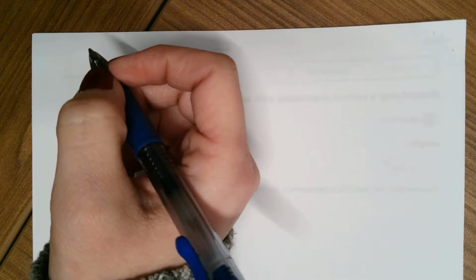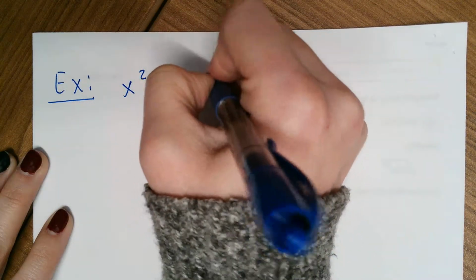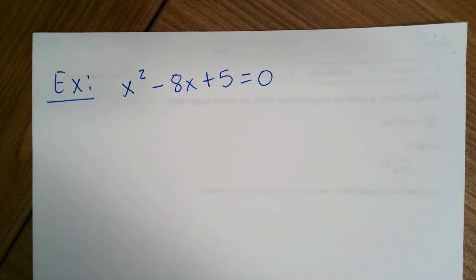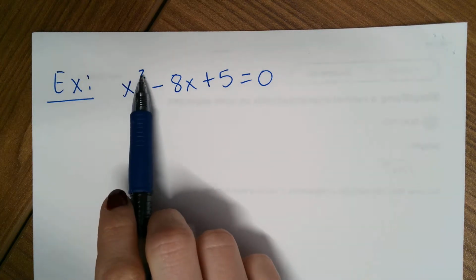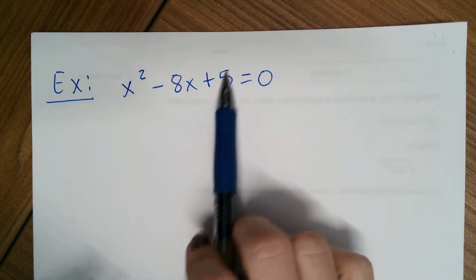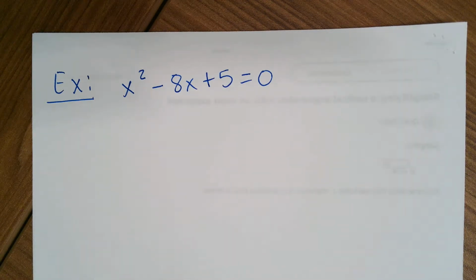So let's look at an example here. Let's say that we have some quadratic. Alright, so I have x squared minus 8x plus 5 equals 0. Notice that this is in that standard form. My exponents are in descending order, so x squared, x to the first, technically x to the 0 is the constant, and it equals 0. So this is my standard form, and I'm going to solve this by completing the square.